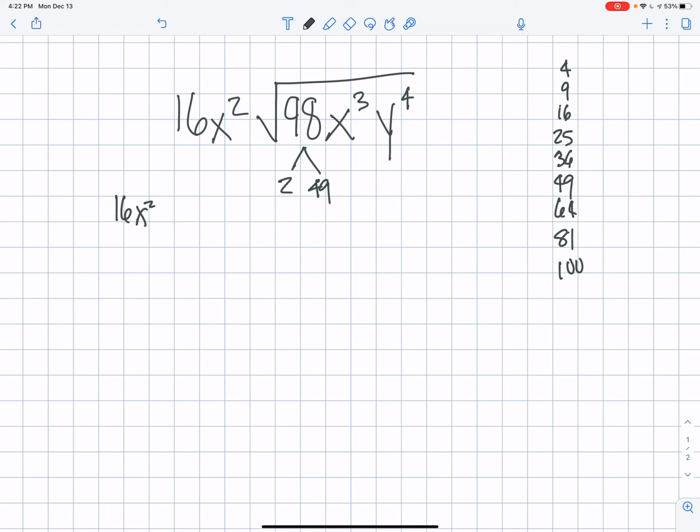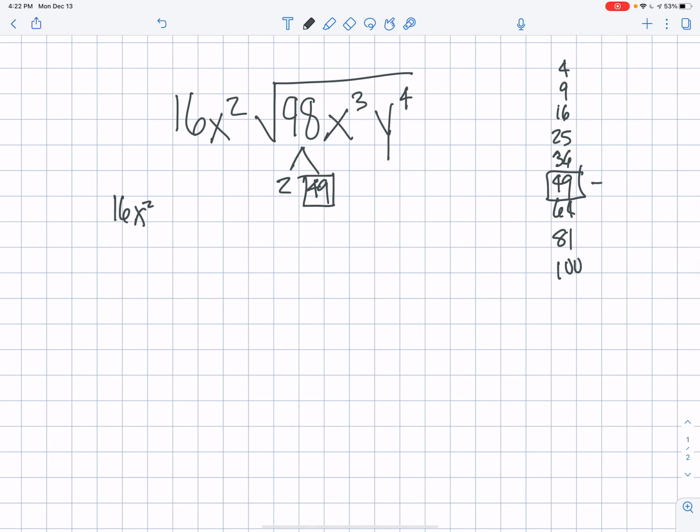So what you can recognize here is that 49 is a perfect square. 7 times 7. So that means I can take the square root of 49 and put it on the outside. So I can put 7 out here and scratch 49.